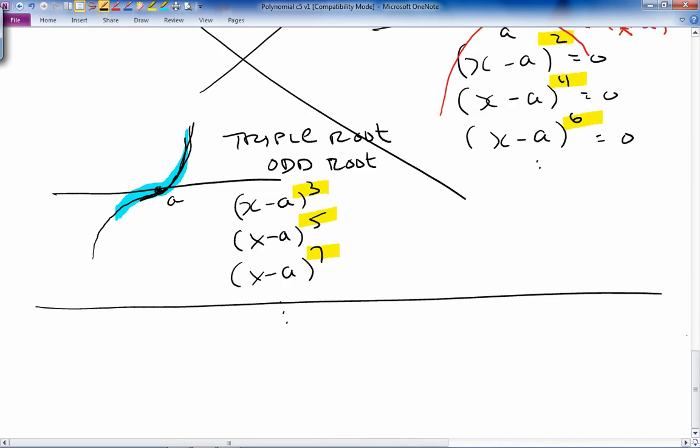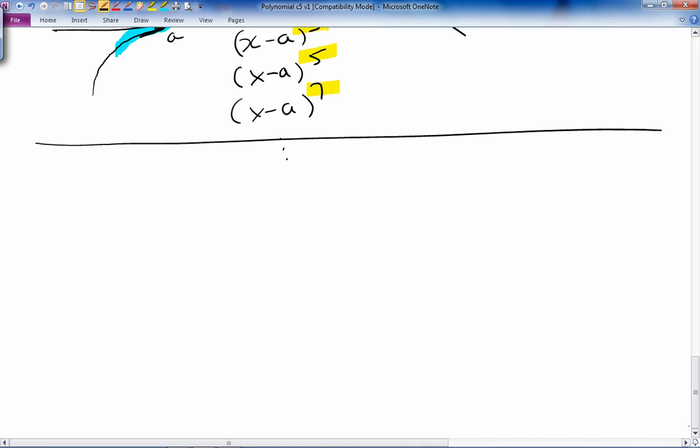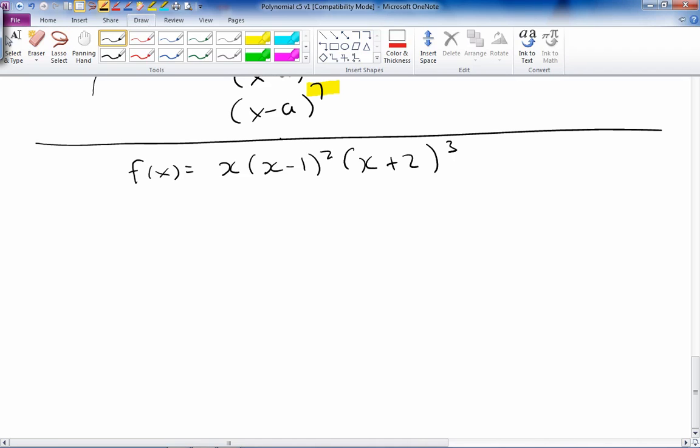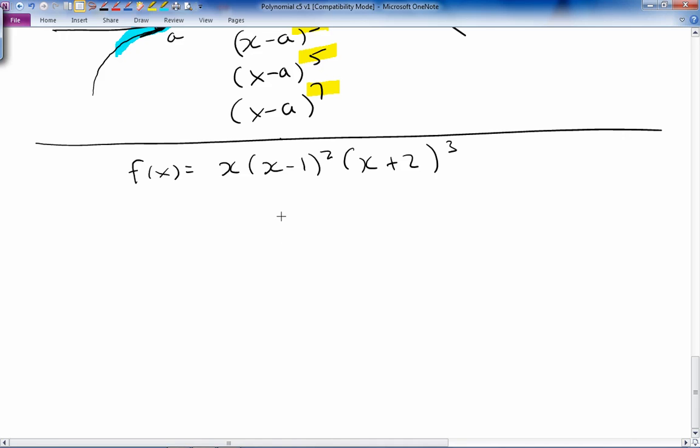I give you an equation. F of x equals x minus 1 squared, x plus 2 cubed. And I probably won't give it to you in this form, but this is what I'm going to do right now. So what does this look like?